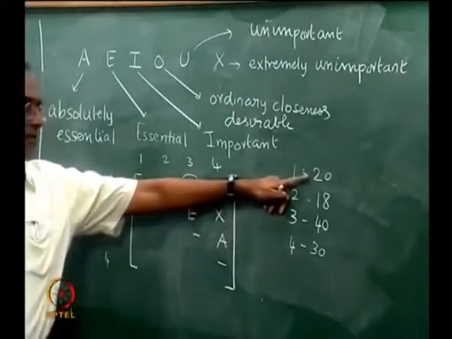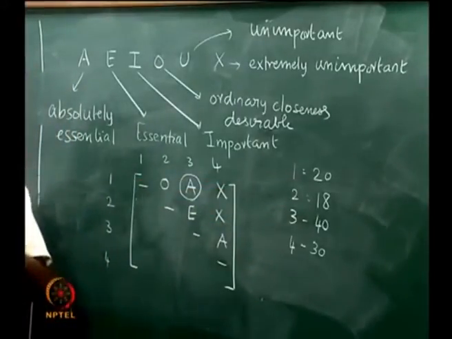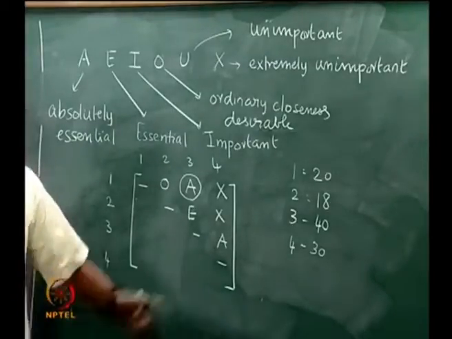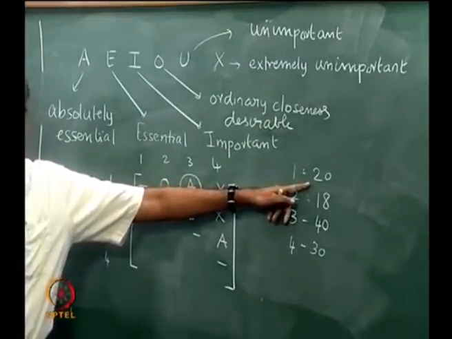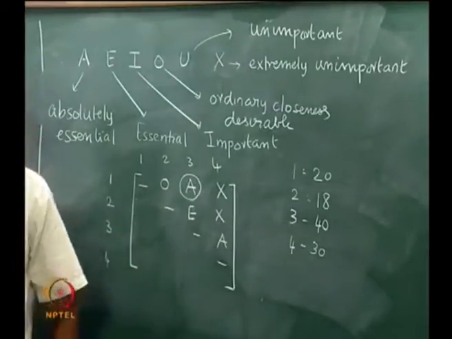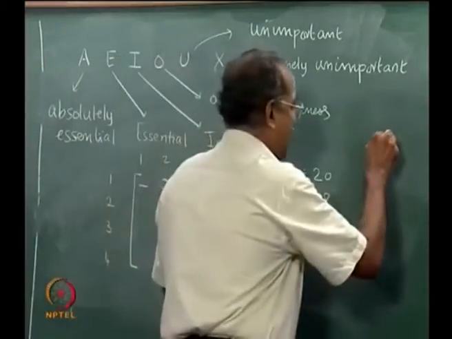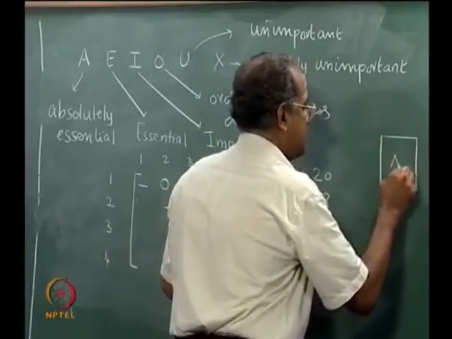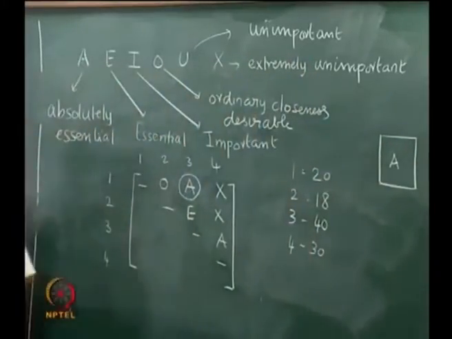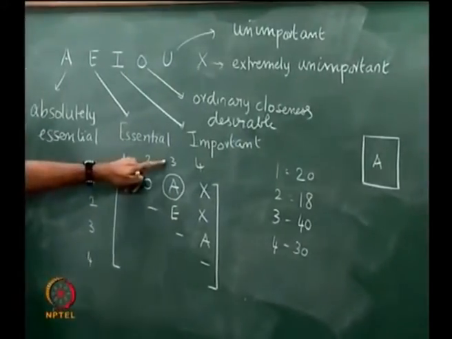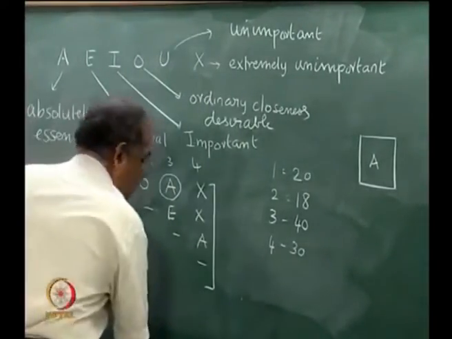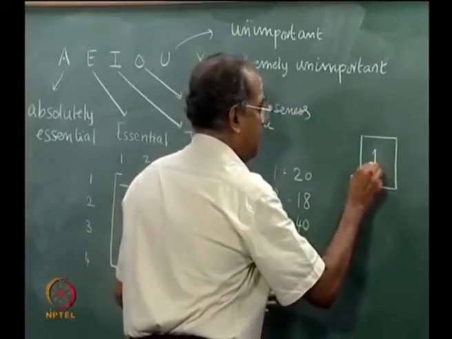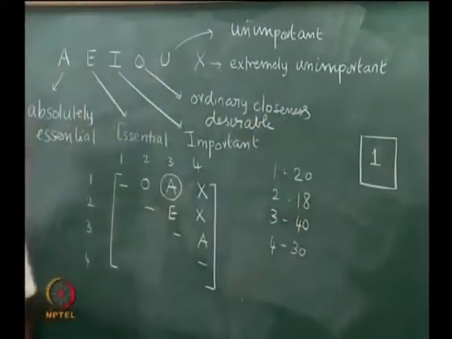Now, we realize that 1 and 3 have an A. So, 1 is 20 units of space. So, we could try and have a rectangle as close to a square whose area is 20. So, we could think of a 5 by 4. So, we could have facility A here with 5 by 4, and then, this is department 1 with area 20, 5 by 4.